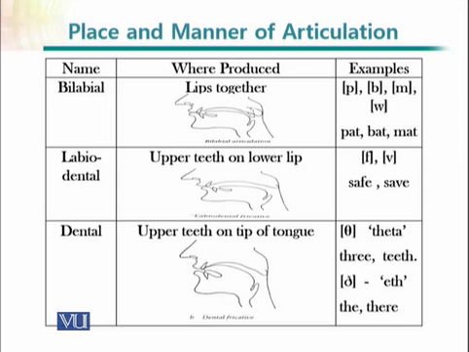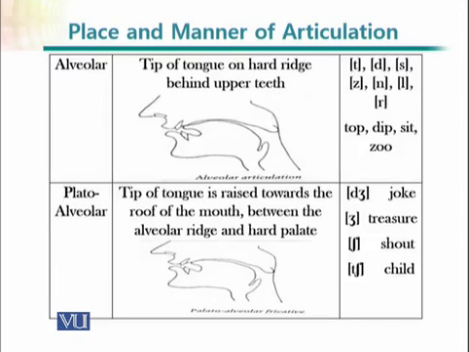Dental sounds are produced when the upper teeth are on the tip of the tongue, and the initial sounds in the words three and the, and the last sound in the word teeth, are typical examples of these sounds. Alveolar sounds are produced when the tip of the tongue is on the hard ridge behind the upper teeth. Typical examples can be found in the words top, dip, sit, and zoo, and the sounds like ta, da, sa make the examples for alveolar sounds.